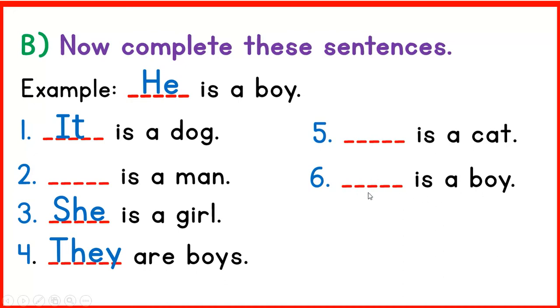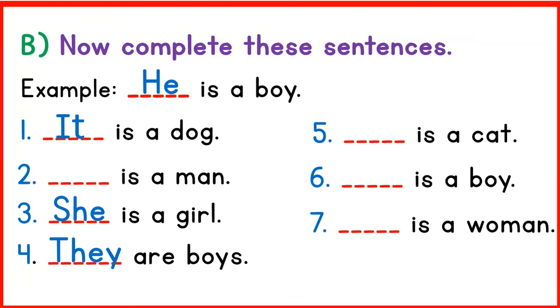Number six, Dash is a boy. Very easy. You have to put he here. He is a boy. Number seven, Dash is a woman. We use she for a woman. So we put she here. Hopefully you will do all these blanks, inshallah.